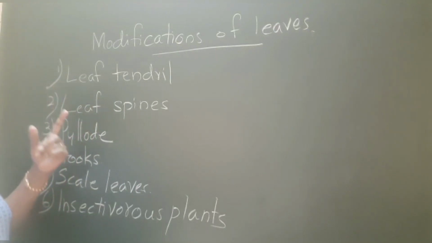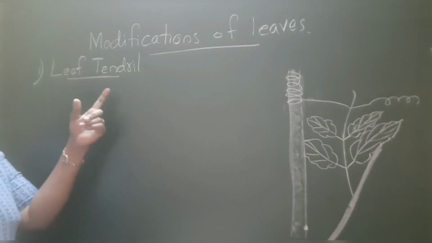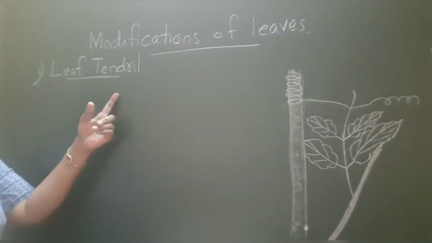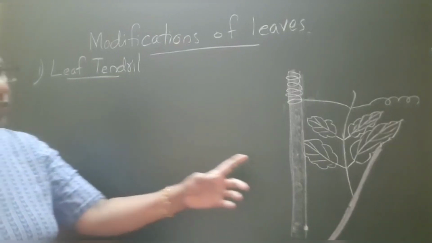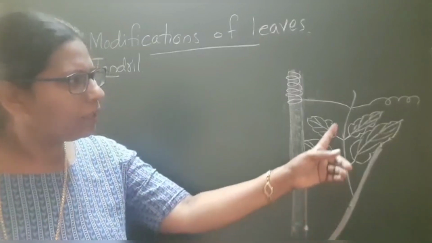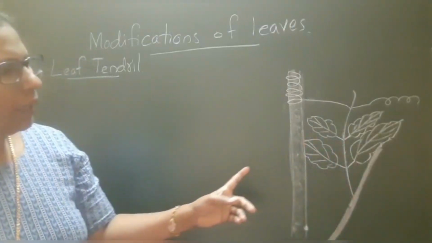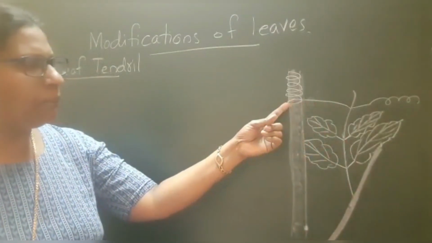The first modification is leaf tendril. Now what is leaf tendril? Can you see this diagram? Here it's a plant showing. This is called leaf tendril.